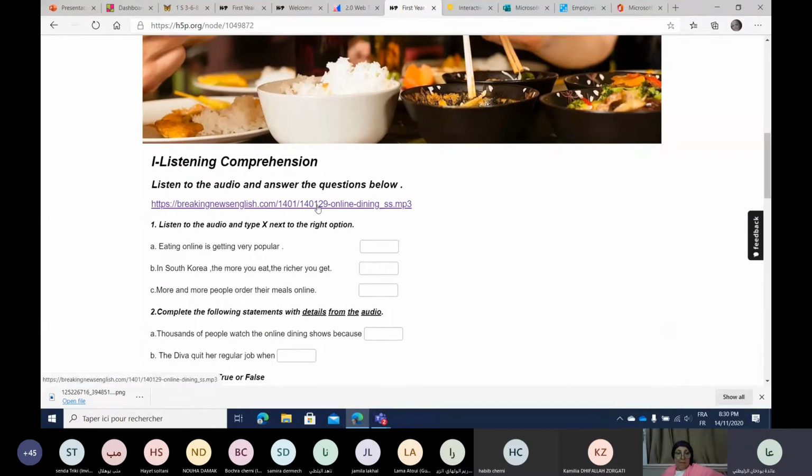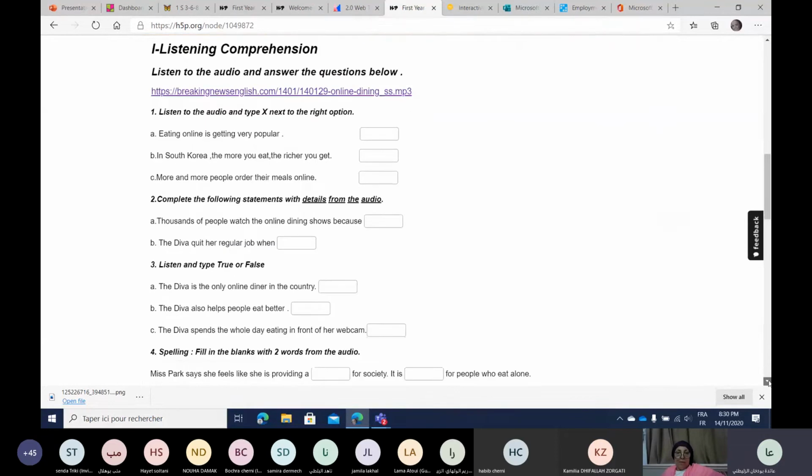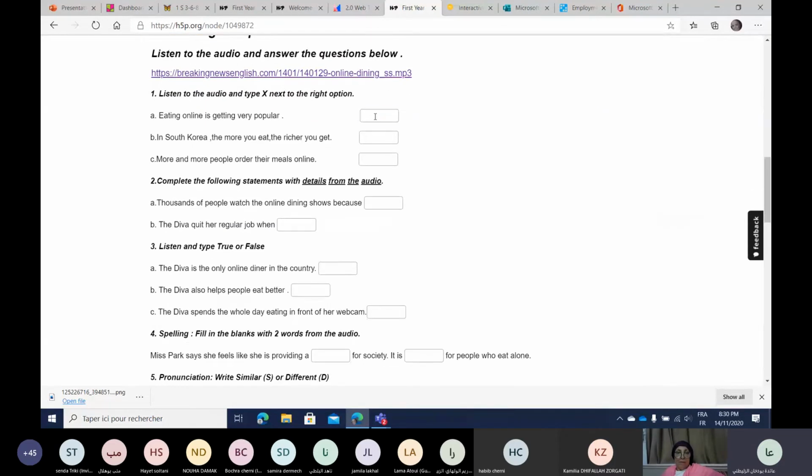Now, this is an audio I downloaded from it. I did not download. I copied the URL. Now, okay. Now, what is good about it is that it should open in a different window for the student to listen. Now, because it does not have multiple choice, I decided to use the fill in the blanks, just type X, okay, next to the right option.